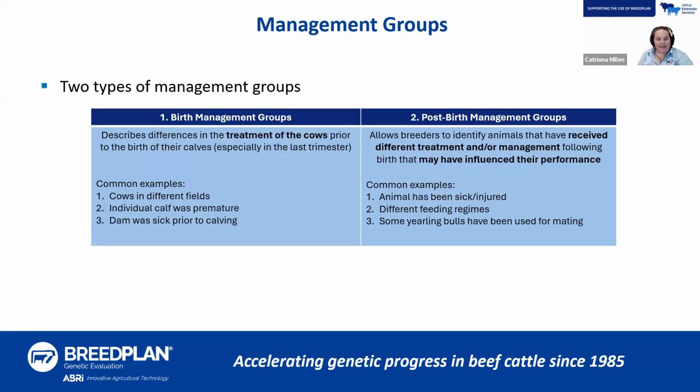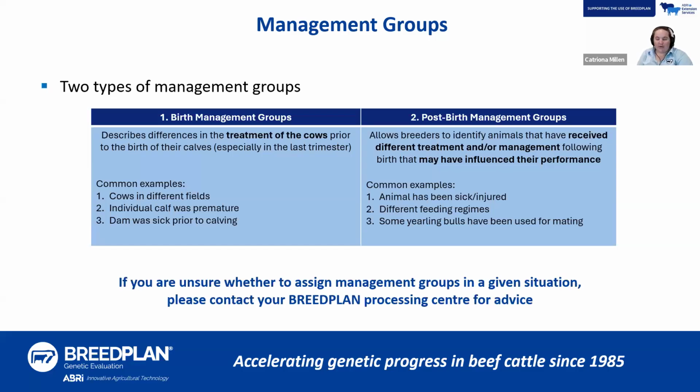And then our third example is when you have some yearling bulls that are used for mating, but others are not. Those that are used for mating should be in a different group to those that have not been used for mating. So sometimes it's tricky, sometimes it's quite clear-cut, sometimes it's tricky.